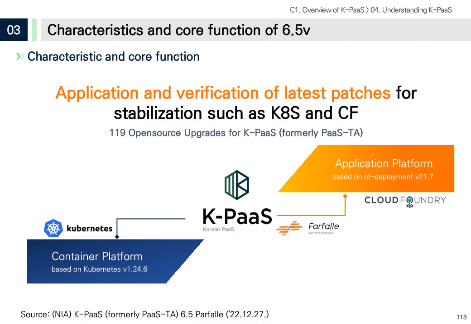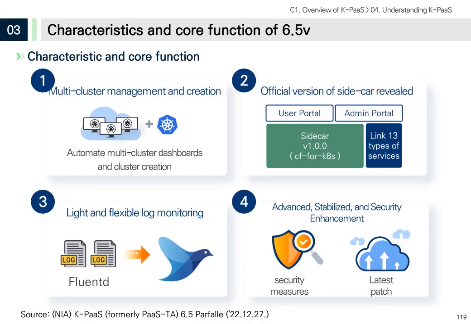Version 6.5 utilizes 119 open sources applied to K-PaaS by applying and verifying the latest patches for stabilization, including Kubernetes and Cloud Foundry. Among them, the container platform based on Kubernetes and the application platform based on Cloud Foundry are undergoing regular security checks for stabilization, and security vulnerabilities are patched and updates are applied accordingly. Next is the characteristics of the Farfalle version.